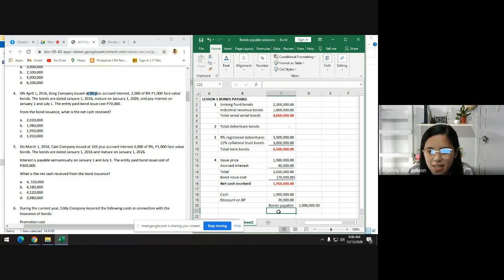Okay, so our debit is 1,950, and 20, that is 1,970. And our credit is 2 million. Okay, we still have the bond issue cost.